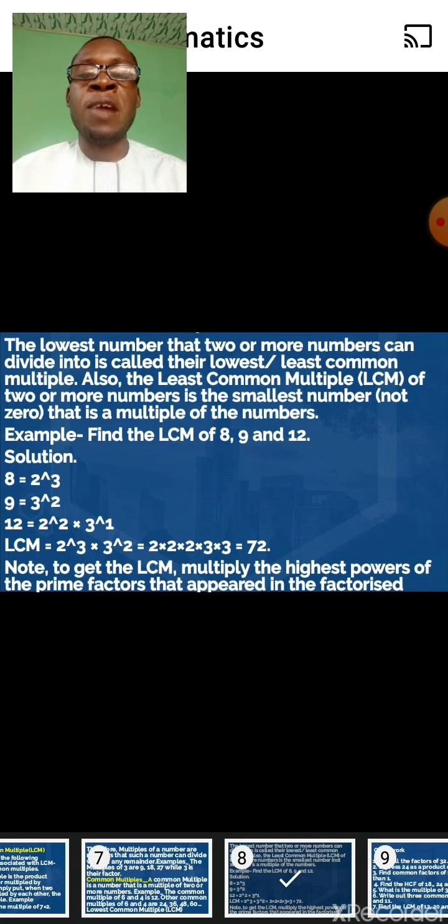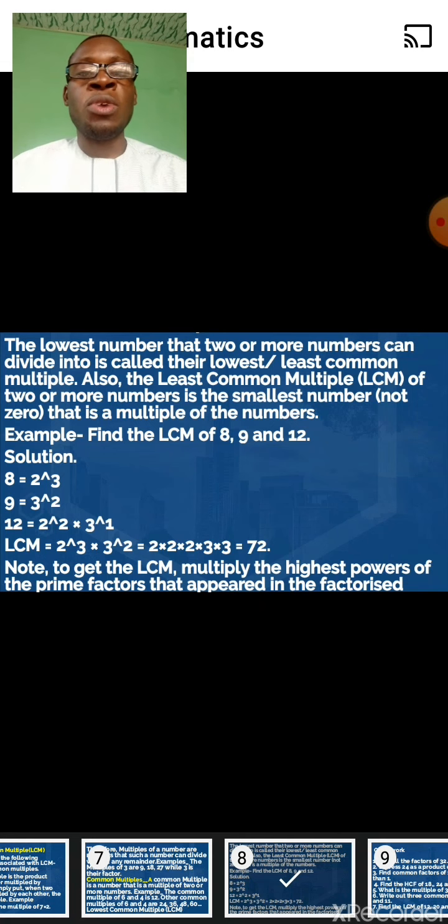Therefore, the LCM, you have to pick the prime factors that have the highest power. That's why I say here that LCM equals 2 raised to power 3 times 3 raised to power 2, equals 2 times 2 times 2 times 3 times 3, which will result in 72.